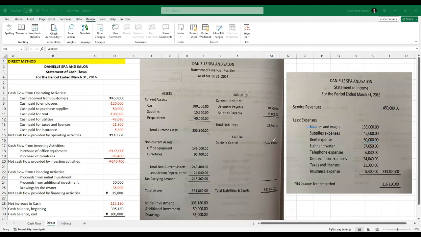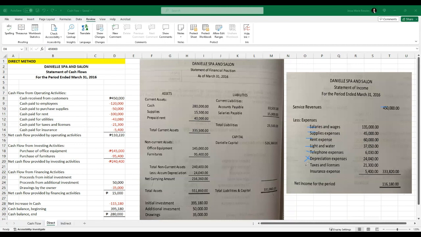Okay. Next, light and water. So para sa light and water ug telephone expense, giisa na lang nako na sa cash paid for utilities, kay utilities man ni silang duha. Wala may mga asset na related to utilities, so we can assume na both of these are paid in cash. Okay, next, depreciation. Kung tanaw nimo sa operating activities, walay depreciation because this is a non-cash expense. So dili nato na siya i-add sa statement of cash flows.